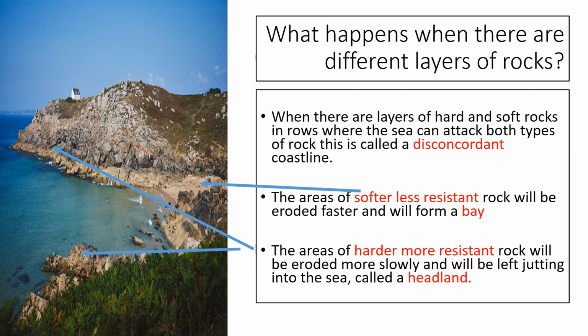What happens when there are different layers of rock? When there are layers of hard and soft rock in rows where the sea can attack both types of rock, this is called a discordant coastline. The areas of softer rock will be eroded much faster and will form a bay. The areas of harder, more resistant rock will be eroded much more slowly and therefore will be left jutting into the sea. These are called headlands. They normally go either side of the softer rock bay.